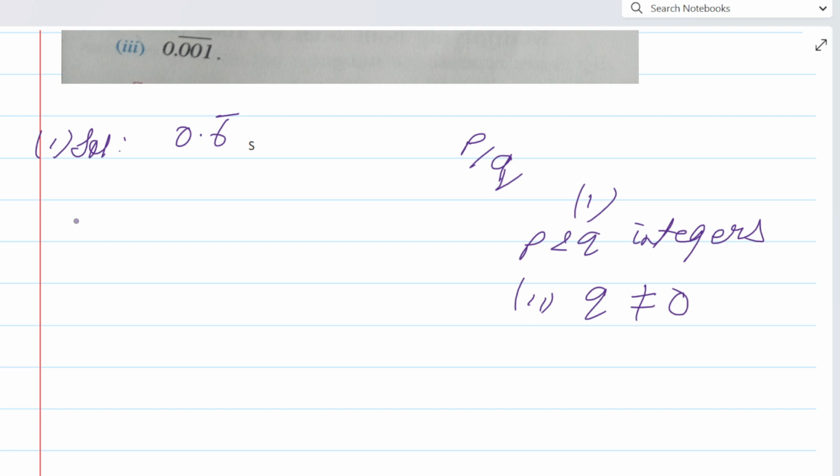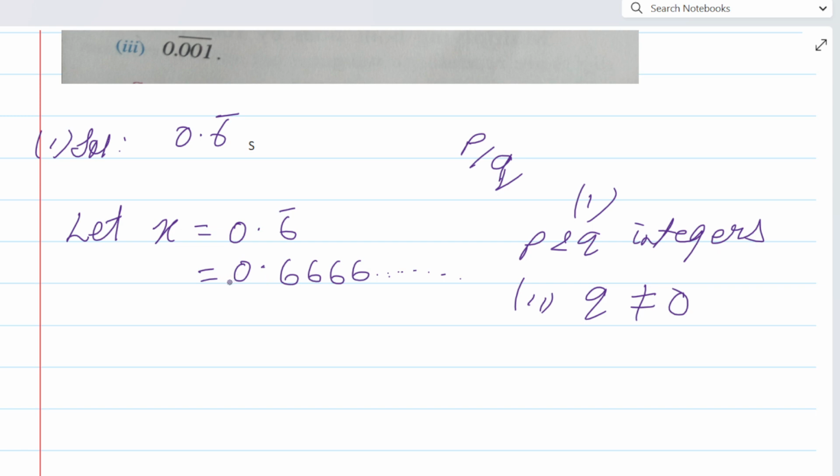So what are the steps? You have to remember the steps. Very simple. Whatever number is given, let's take this number as x. So let x equal 0.6 bar, equals 0.666..., where 6 bar means 6 repeating. You can write as many 6s as you want, no problem.